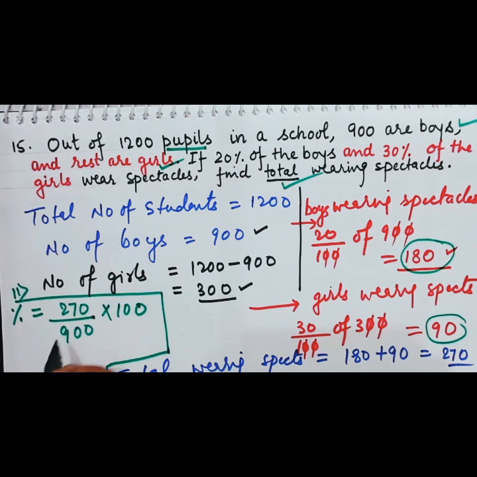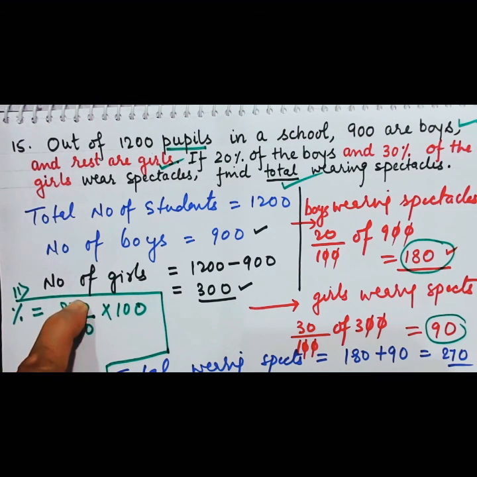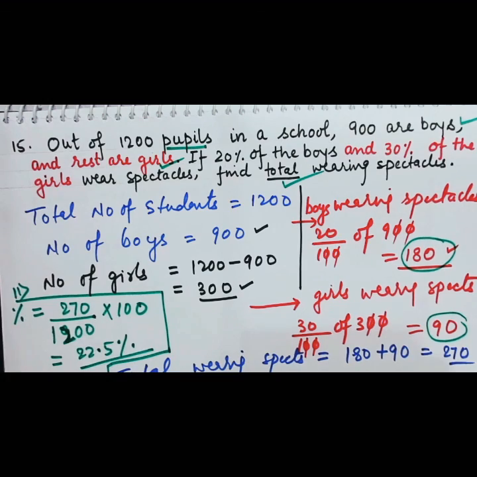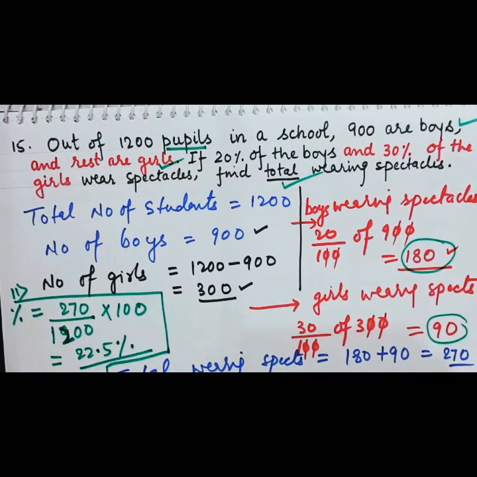So here we don't have 900. Here we have 1200. Who said 1200? Because this is the total number of children. Total number of children is 1200 and 270 are the number of children who are wearing spectacles. Therefore, the percentage wearing spectacles is equal to 270 out of total 1200 multiplied by 100, which on cancellation will give you a value of 22.5%. Since I didn't have any space, I tried to solve it here.